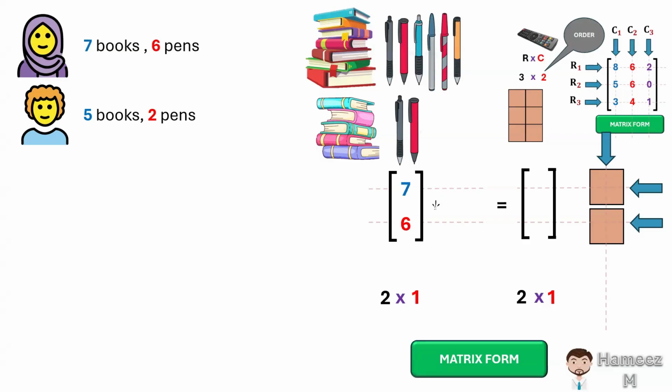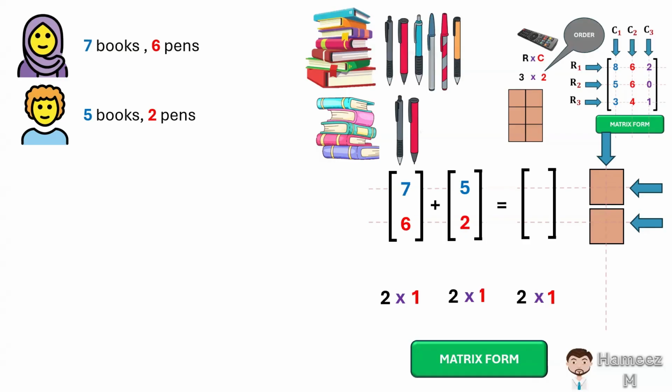And of course, Liam has 5 books. So we'll write that on top. We're putting them in blue, trying to keep it color-coded so you could follow it well. And 2 pens. So if you notice, we have a 2 by 1 matrix, 2 rows and 1 column. And we're able to add it to exactly a 2 by 1 again. The orders must agree. Otherwise, we won't be able to add.